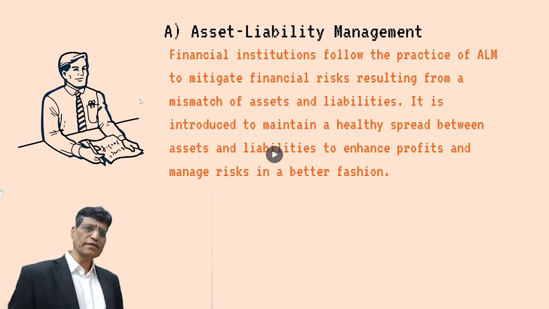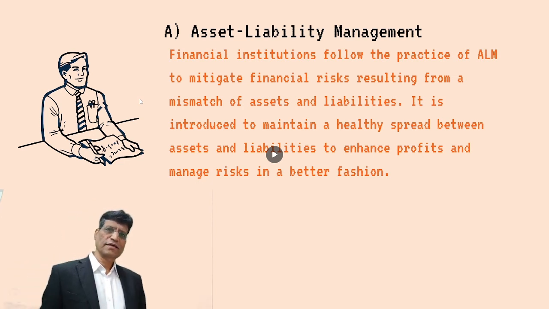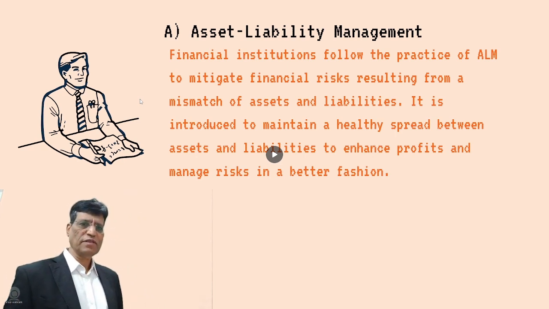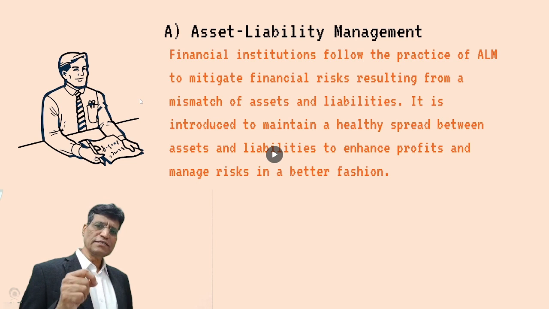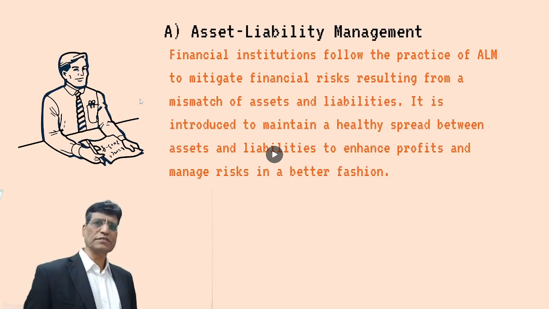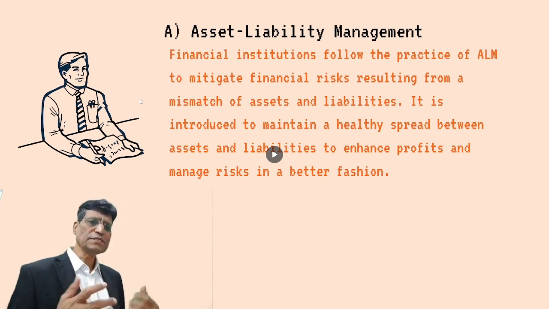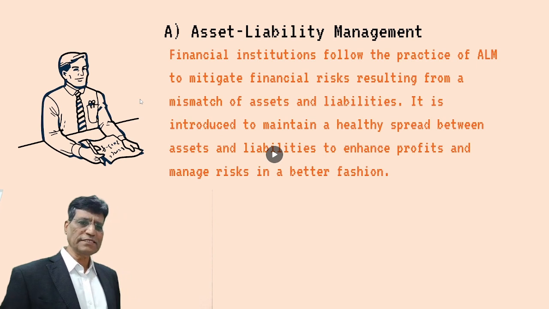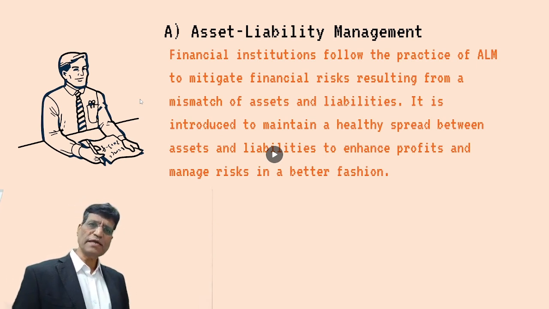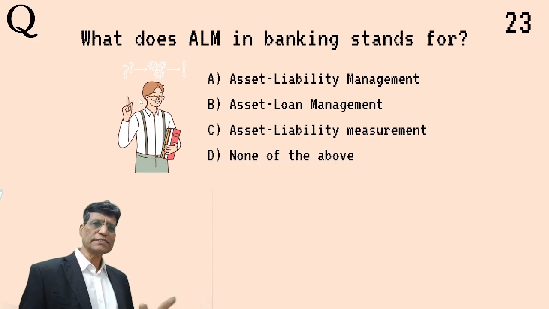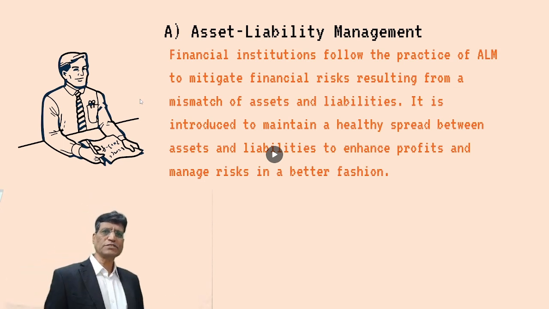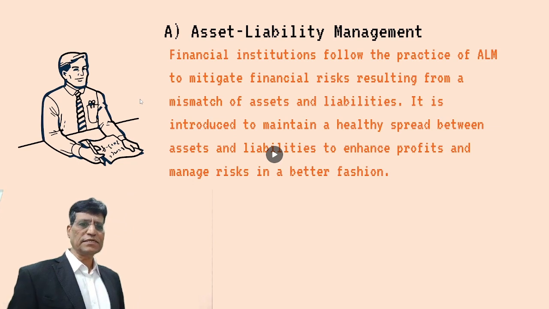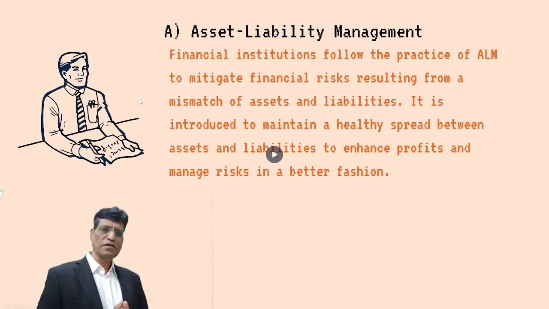Financial institutions follow the practice of asset liability management to reduce financial risk resulting from a mismatch of assets and liabilities. This practice has been introduced to maintain a healthy spread between assets and liabilities, to enhance profits and manage risk in a better manner. So this is about ALM. The answer is A, asset liability management. Banks and financial institutions follow this practice of ALM to mitigate financial risk resulting from a mismatch of assets and liabilities. Very important question this is.